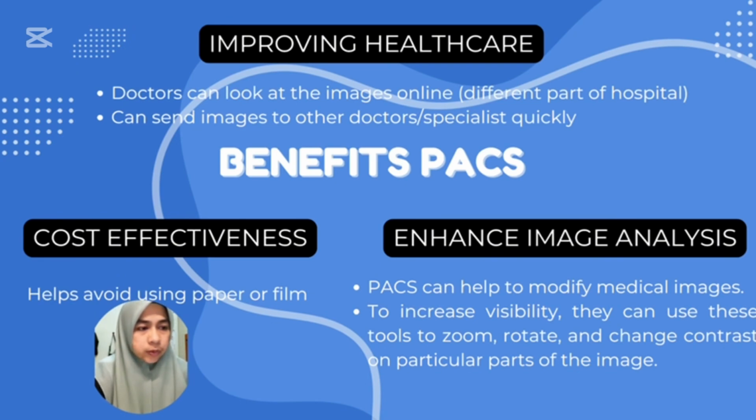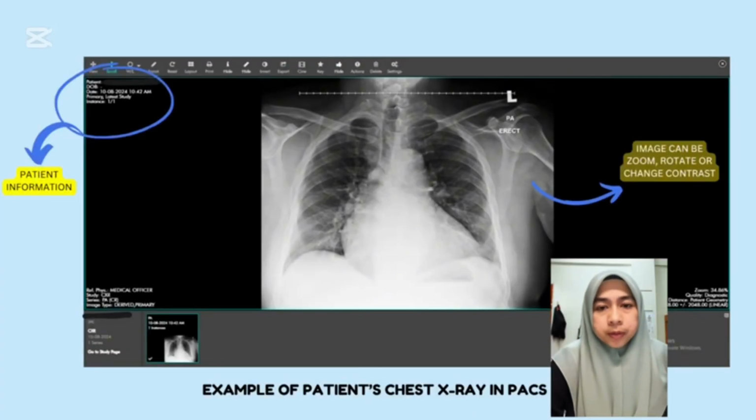Okay, the last one is to enhance image analysis. This system can help in modifying medical images. To increase visibility, they can use this tool to zoom, rotate, and change contrast on a particular part of the image. For example, images that have a very tiny fracture or blood clots. Okay, this is an example of a patient chest X-ray in PACS. As you can see, it includes the patient information and the image shown can be zoomed, rotated, or have its contrast changed.